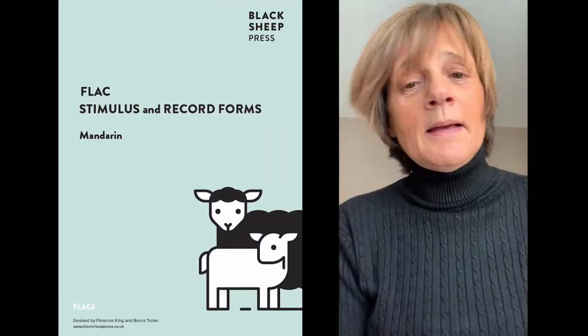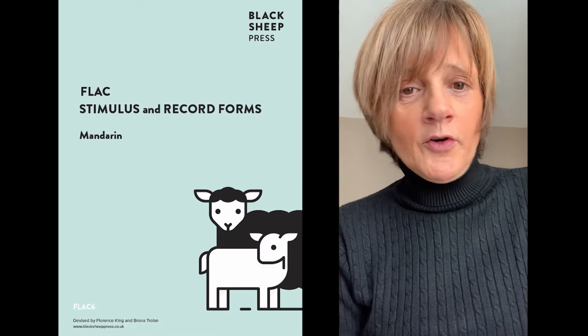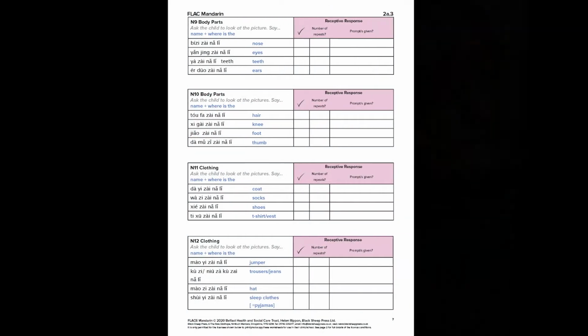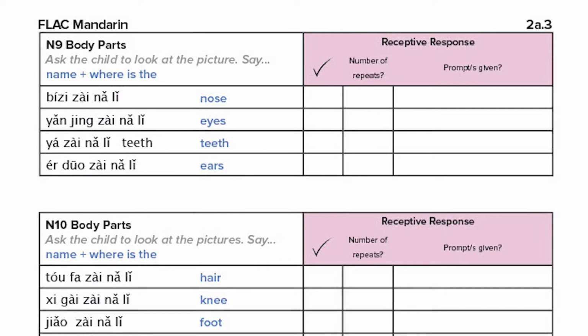Much of the format of FLAC will be familiar to speech and language therapists, but I would like to take a couple of minutes of your time to share with you some of the unique features of FLAC. So for example, if we look at the Mandarin record form on page 7, you will see that the stimulus that the interpreter has to present to the child is written word for word. And Mandarin is obviously not a language that uses the Roman alphabet, but there is Pinyin, which is the romanization of Mandarin, and so that's what we've used in FLAC. And you will see that the words that the interpreter has to present to the child are written there. They don't have to be created by the interpreter each time.